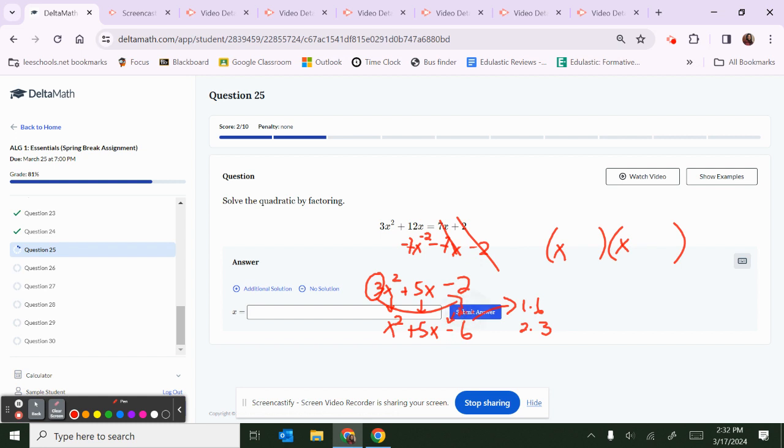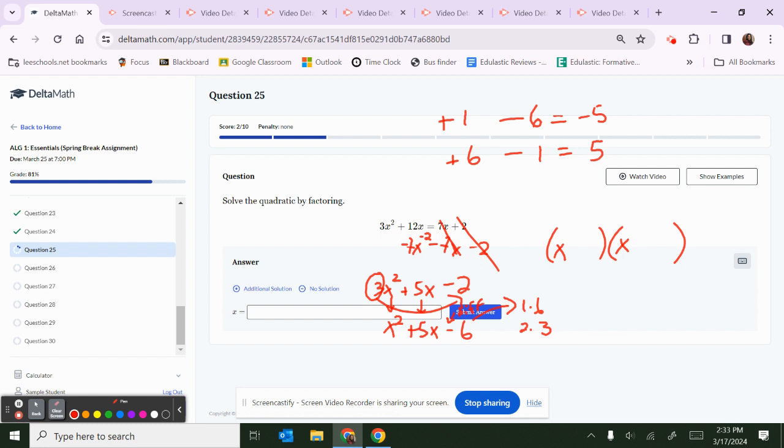So again, negative means different signs. So that means one of them is positive, one of them is negative, all right? If the 1 was positive and the 6 was negative, 1 minus 6 would give me negative 5. All right, but I needed a positive 5. If the 6 was positive and the 1 was negative, 6 minus 1 would be positive 5. All right.